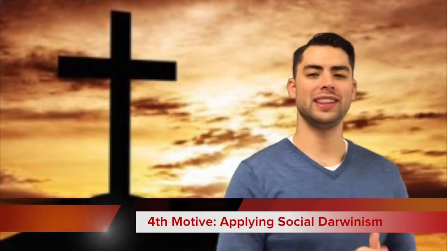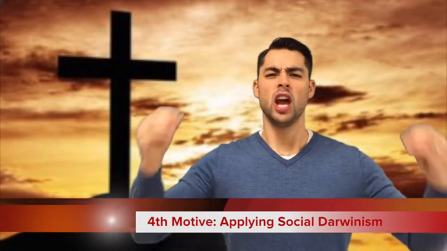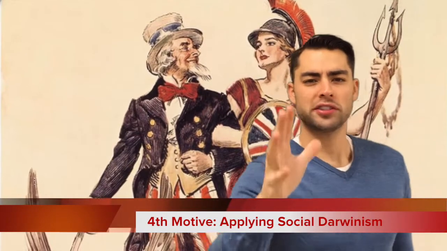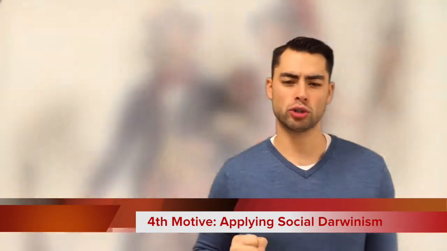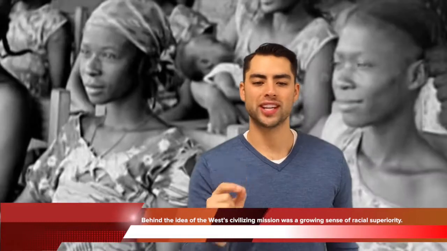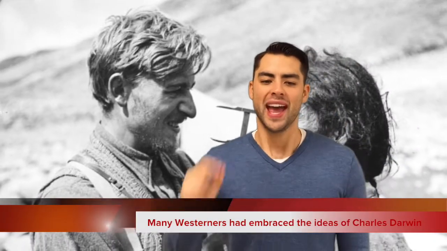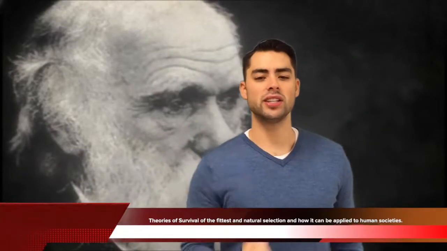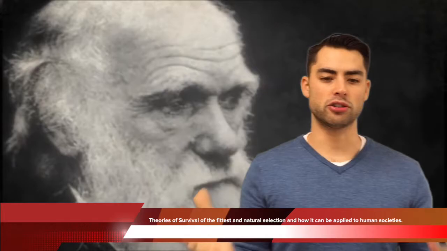And the fourth and last motive is probably the most influential, and that is going to be when Europeans or Westerners apply a thing called social Darwinism. Behind the idea of the West's civilizing mission was a growing sense of racial superiority in which many Westerners had embraced the ideas of Charles Darwin and his theories of survival of the fittest and natural selection. And they viewed that in a way that could be applied to human societies.